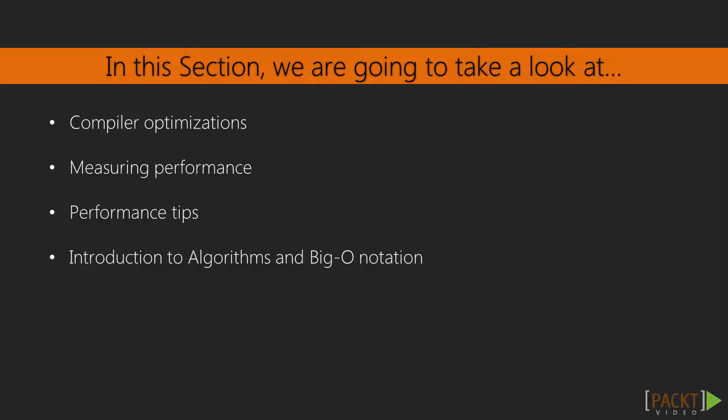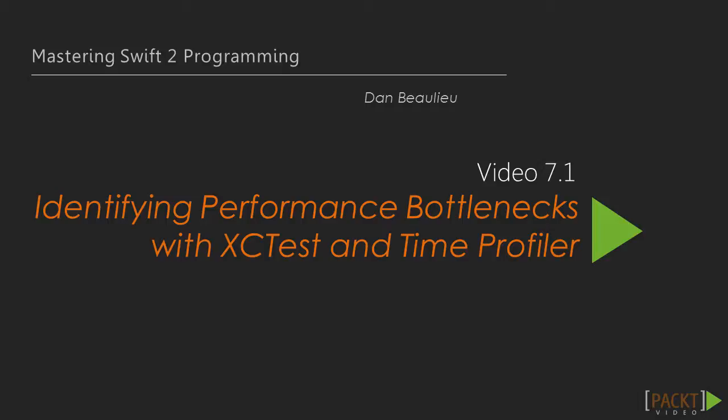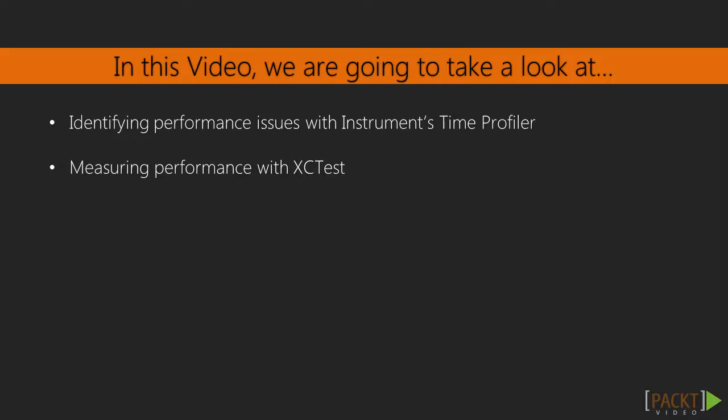We'll look at how you can take advantage of compiler optimizations, we'll see how you can measure performance, we'll see some programming tips that can yield immediate results, and then we'll end this section by building an awareness of algorithms. Now we move on to the first video of this section that deals with identifying performance bottlenecks with XCTest and Time Profiler. In this video, we'll learn how to analyze our application's performance and identify expensive operations with Time Profiler.